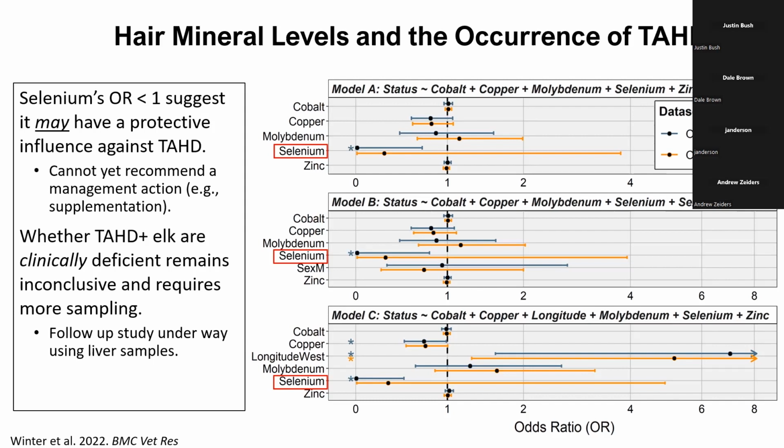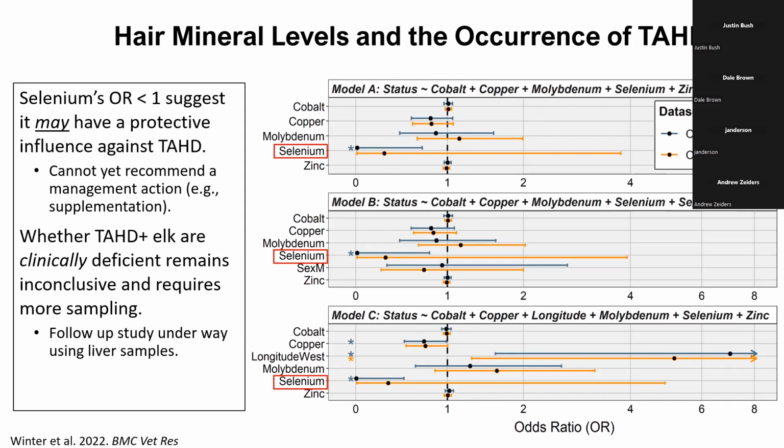For example, selenium. That was the one that came out important, and this is a really busy slide, but what we're doing is looking at those minerals, those variables that had an odds ratio of less than 1, so over on the left-hand side of this graph. And selenium was the one that consistently came out that if selenium was low, the animal had a higher likelihood of having TAD. Now, that's something that's of interest for pursuing farther, but at this point, I'm not ready to say, go out and start supplementing elk with selenium to treat this disease or prevent this disease.